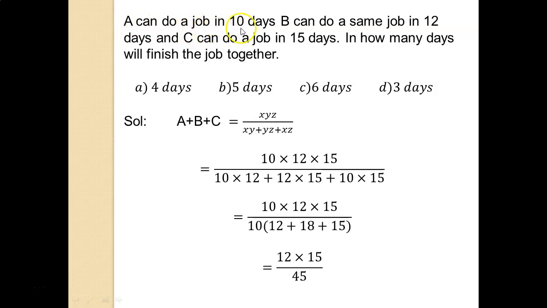A can do a job in 10 days, B can do the same job in 12 days and C can do a job in 15 days. In how many days will we finish the job together?